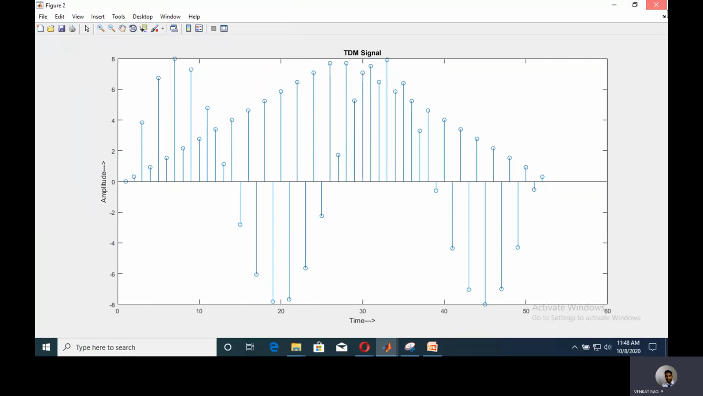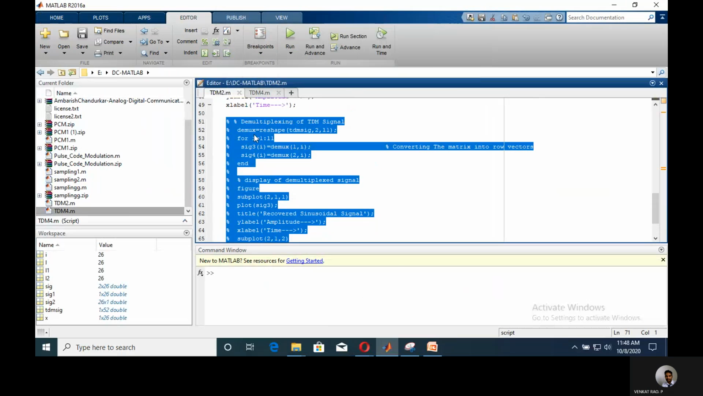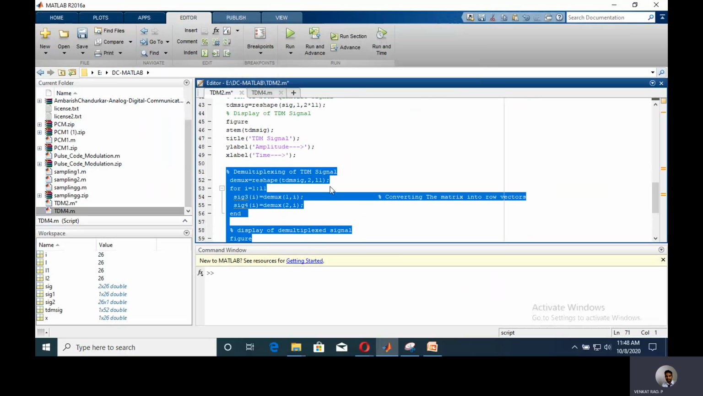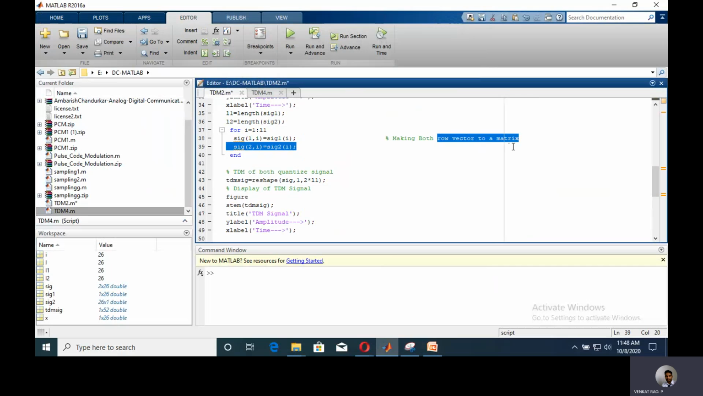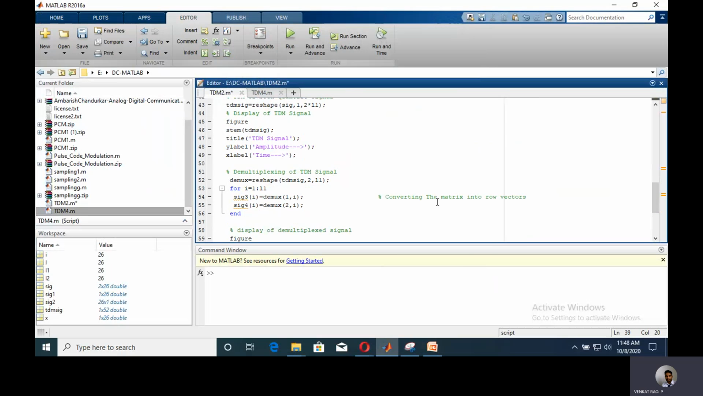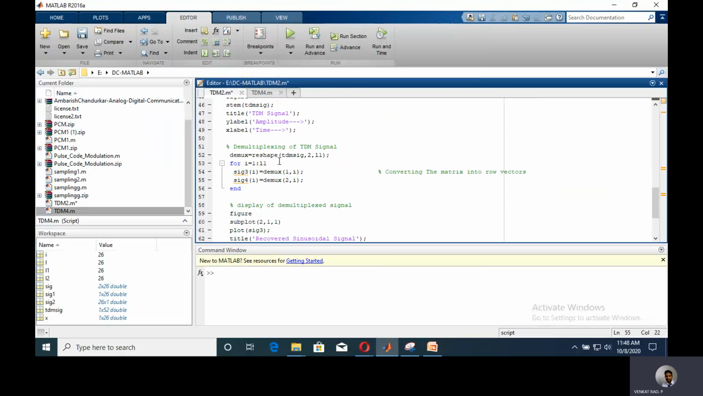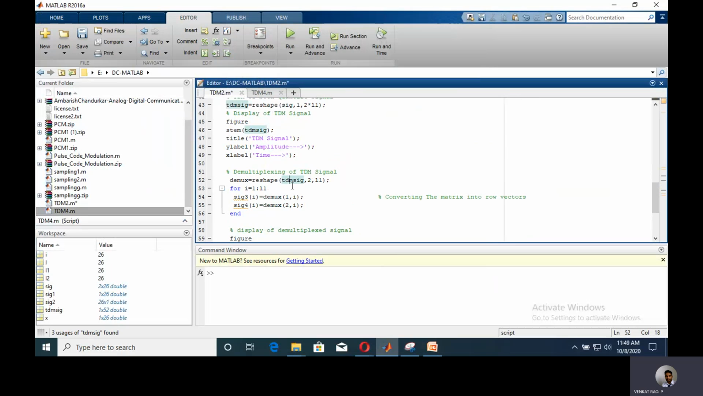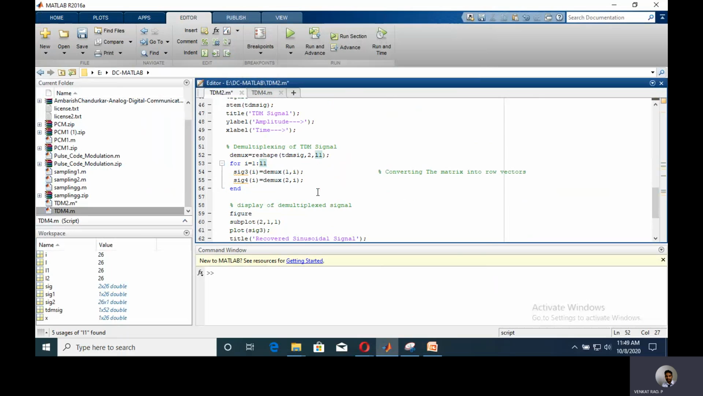Now, let us observe the demultiplexing process also. In the demultiplexing process, we already said that here we convert the row vectors into a matrix. Again we need to recover back, so the matrix must be converted into row vectors. So the same for loop is used. Again after reshaping into the demultiplexing variable, I am changing this time division multiplexed signal, reshaping it into matrix form having the size 2, L1. So again I am converting this matrix into row vectors. So converting the matrix into row vectors. So this is the matrix. This is the matrix size.